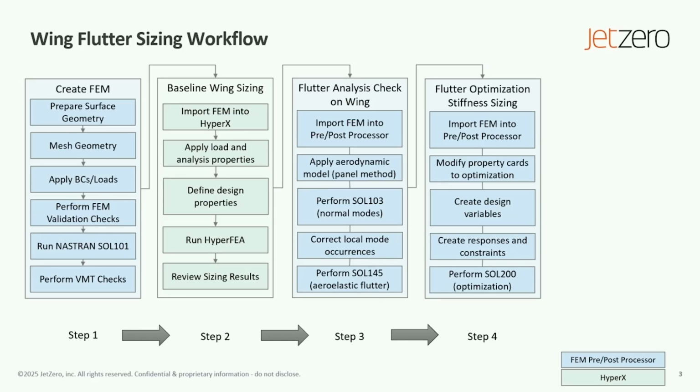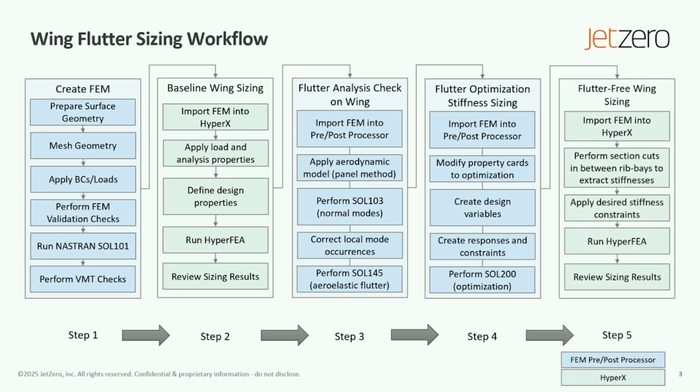It's mostly stiffness driven, so we try to find a method that can optimize the wing sizing for stiffness to pass the flutter requirement. For that we end up going with Sol 200, and to do that, we modify our property cards, create our responses and constraints, and perform the Sol 200 optimization. With this step 4, you are optimizing for stiffness to pass your flutter requirement, so you will be losing the strength and stability sizing from step 2.